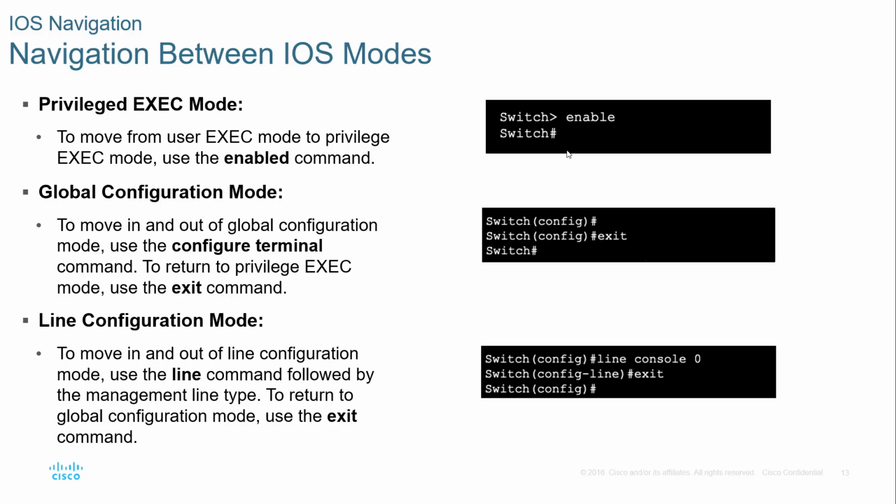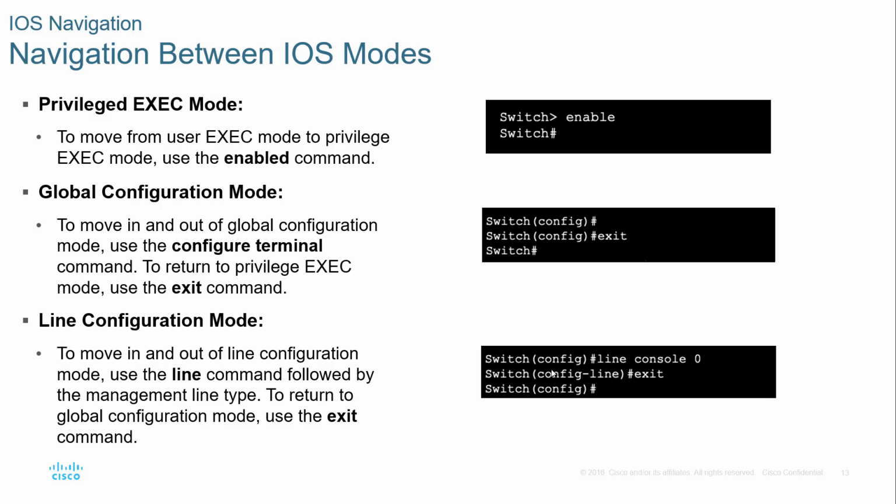How do we go to our global configuration? We could type configure terminal, hit enter. That takes us from our privilege exec mode and puts us in our global configuration mode. That would be this guy right here. If we want to go back to our privilege exec mode, we will do exit, and it will take us back to our privilege exec mode. If we want to configure a line console, for example, in our global configuration, we would type line console 0, and that will allow us to go to our line.